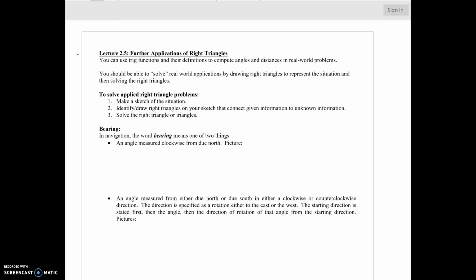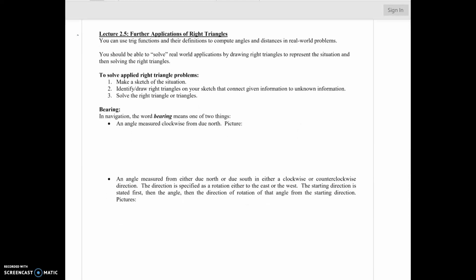All right, guys, so now we are going to look at section 2.5, lecture 2.5, further applications of right triangles. You can use trig functions and their definitions to compute angles and distances in real-world problems, and you should be able to solve real-world applications by drawing right triangles to represent the situation and then solving the right triangles.